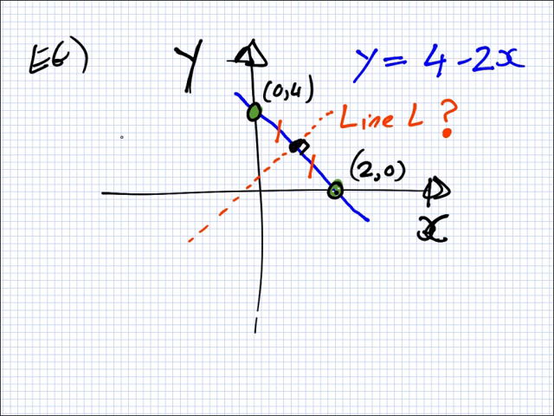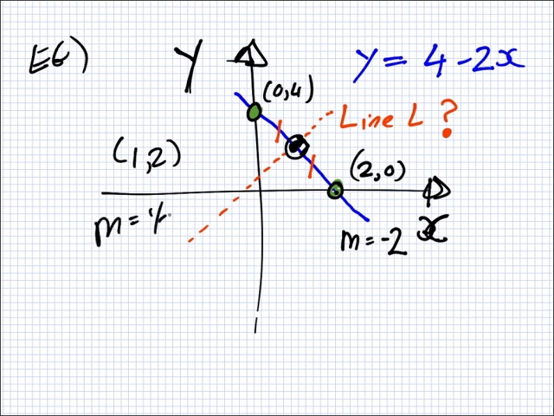If this point is in the middle, we should use the midpoint. So it will be 0 plus 2 over 2, which is 1, and 4 plus 0 over 2, which is 2. What's the slope of this blue line? Minus 2. So what is the slope of the red line?